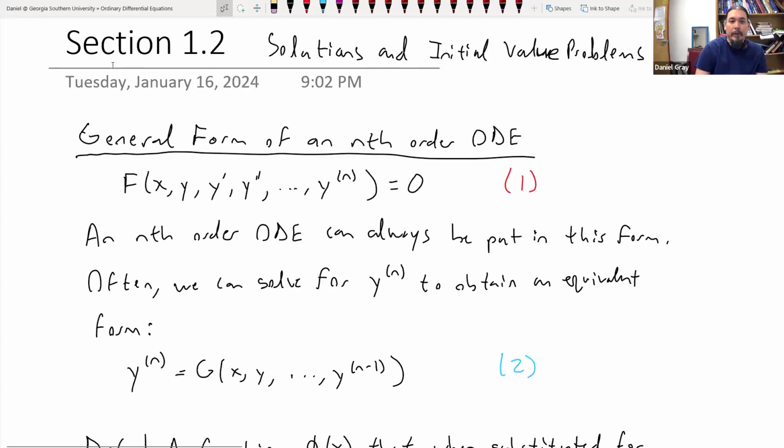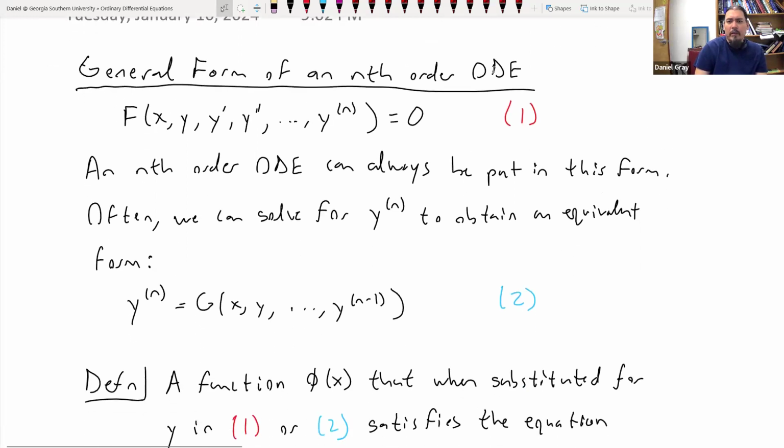So let's quickly go through section 1.2 here. Just a quick summary, which is on solutions to differential equations and initial value problems. So the general form of an nth order ordinary differential equation, remember that that means that you are taking an nth order derivative somewhere in there, right?